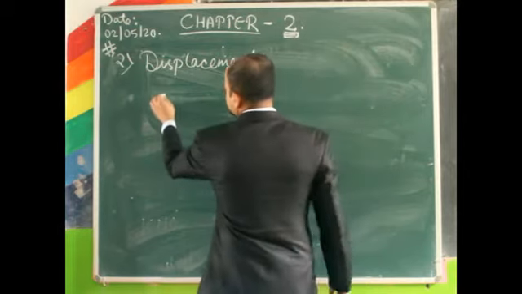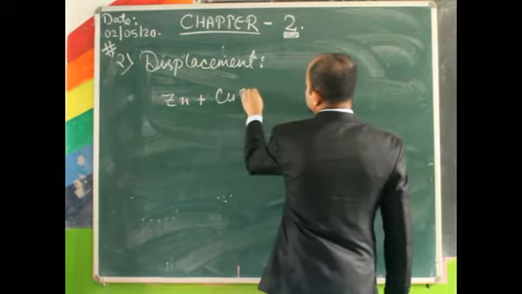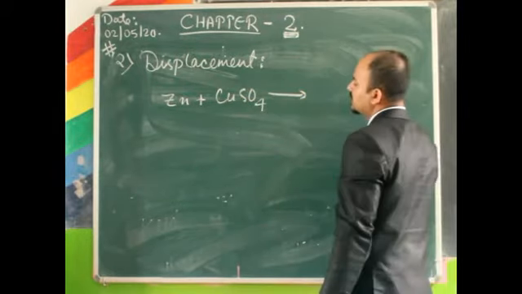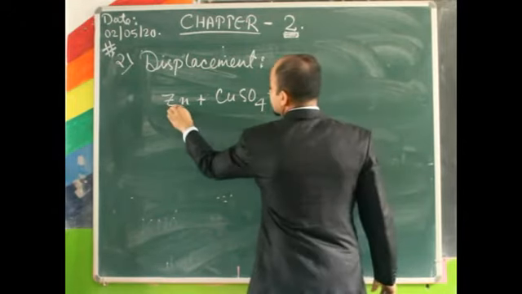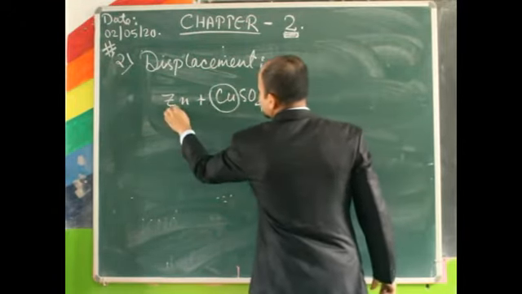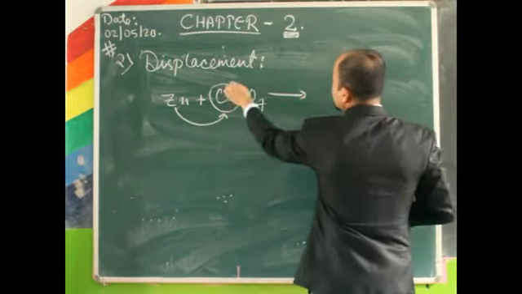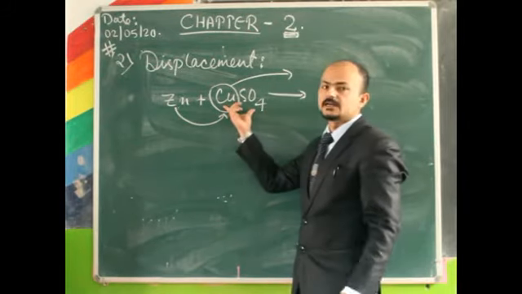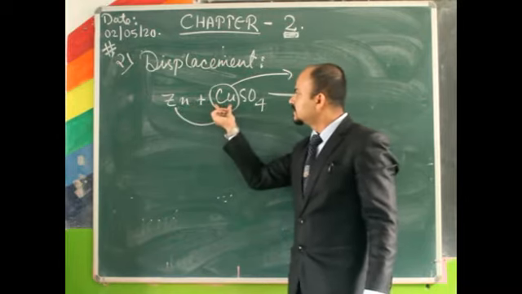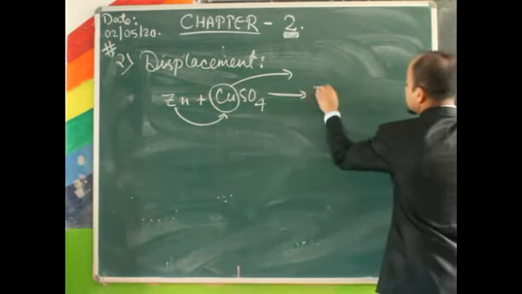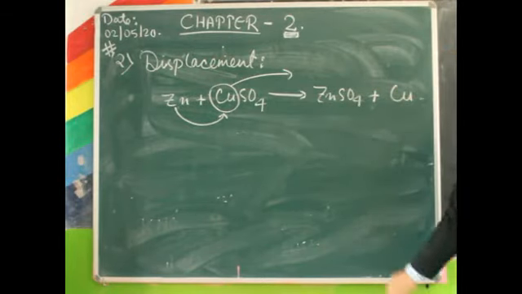So whenever zinc is treated with copper sulfate, now since zinc is stronger, then what will happen? The zinc will displace this copper out of this particular compound. So in our product, in place of copper, what will we have? We'll have zinc coming here, zinc sulfate. So zinc sulfate plus copper.